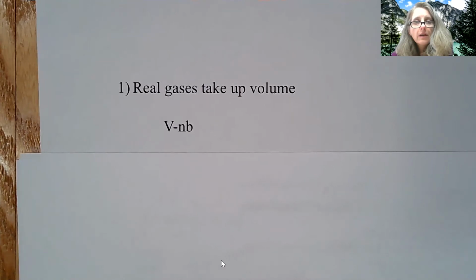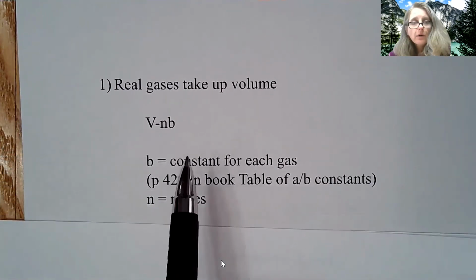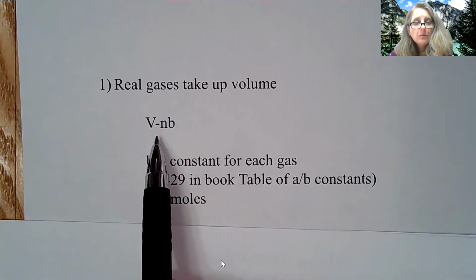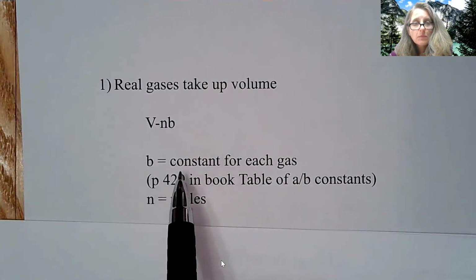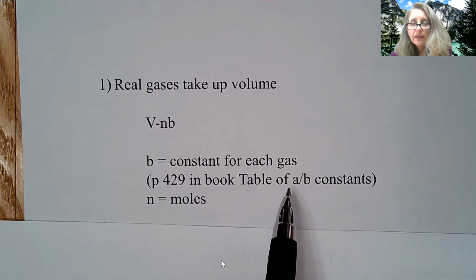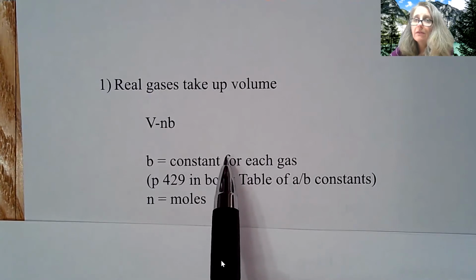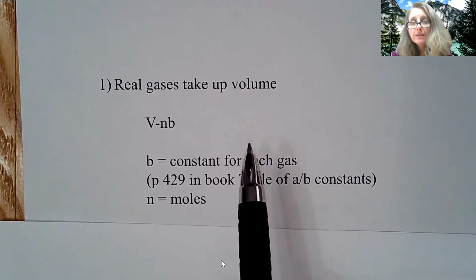So we're going to do that with a very simple equation. So volume minus n times B. So B is going to be a constant for each gas, and it's in your book about page 429. And there's a table of constants given for each type of gas, because every gas is going to have a different volume depending upon its size.